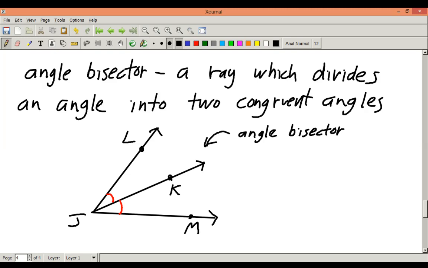Okay. So we would say in this situation the angle LJK is congruent to angle MJK because of the angle bisector. All right, I have one more example, and that's it for the notes. Here it is.